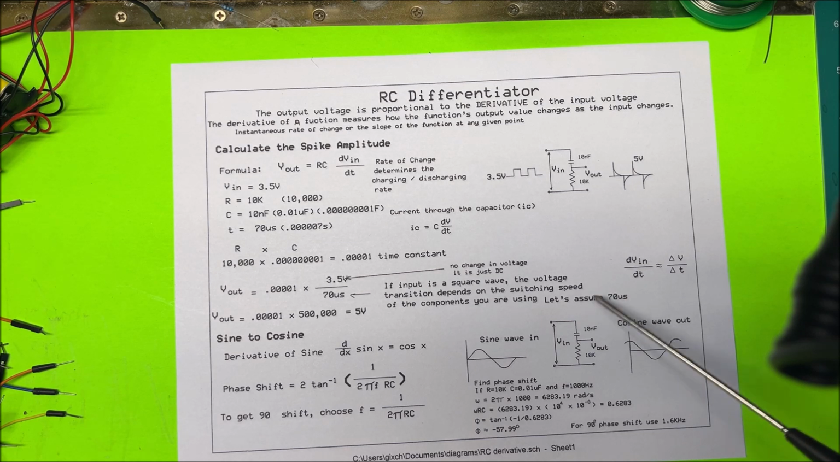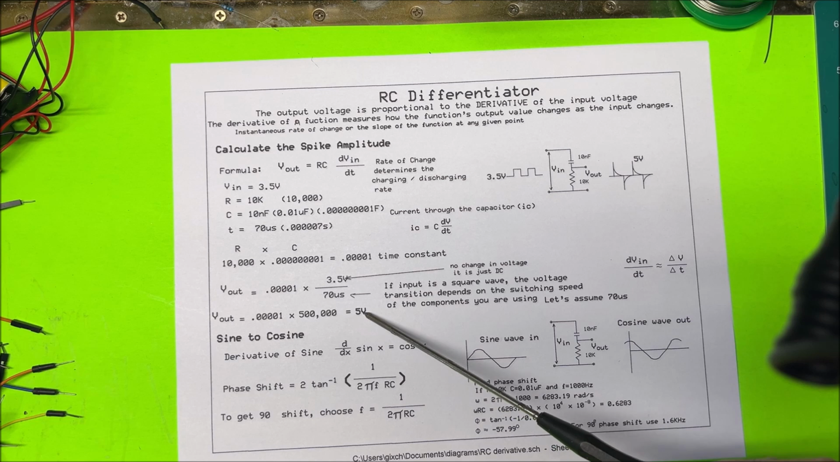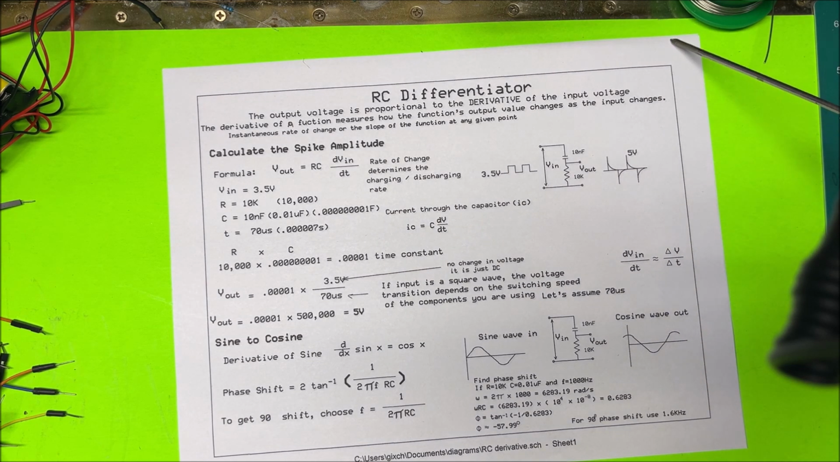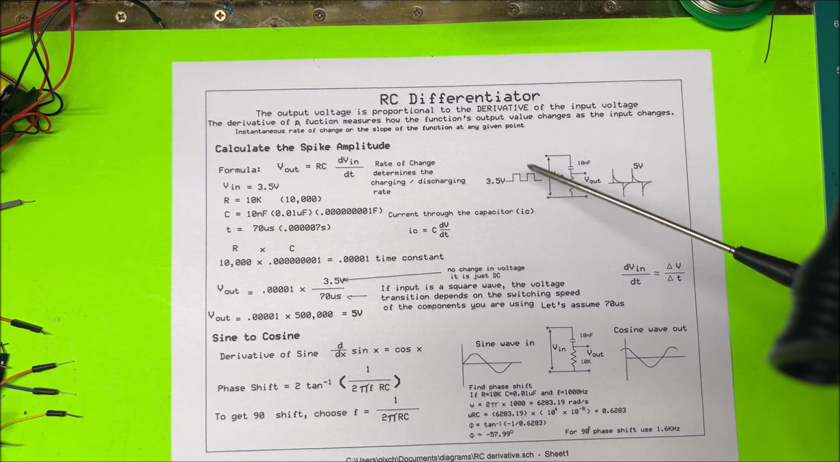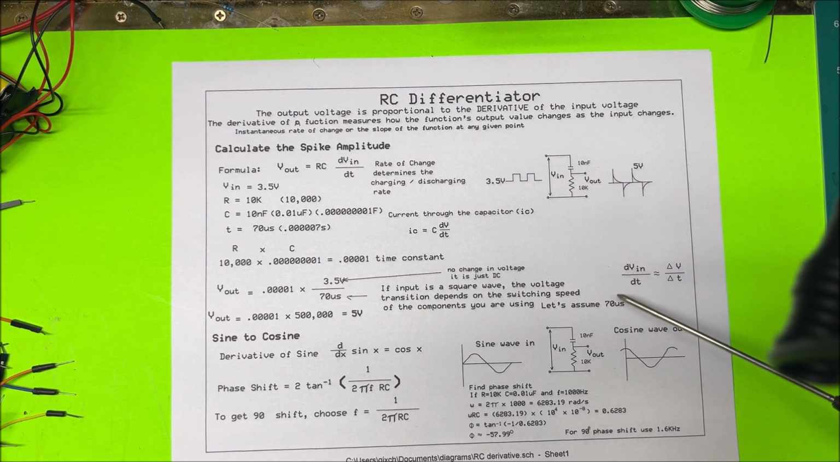And we're going to put that into the formula, and when we put that in there, it comes out that this peak voltage is going to be 5 volts, okay? So what we're going to do is go over to the scope and see if that's 5 volts or not, okay? We can determine the on and off time here if we want, but I'm guessing at 70 microseconds, depending on the components, and we'll see if we get close to our 5 volts here.